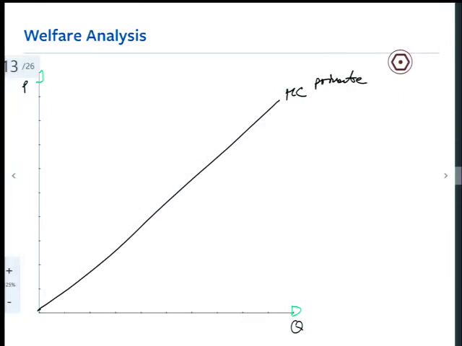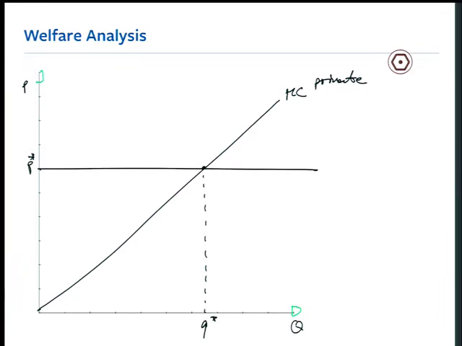Okay, this is the private marginal cost of production to the firm. We have a competitive market for power. So this is P star, and the firm produces Q star. This is the price that comes out of the market. The firm produces this Q star level of output, and that's what we've studied so far.